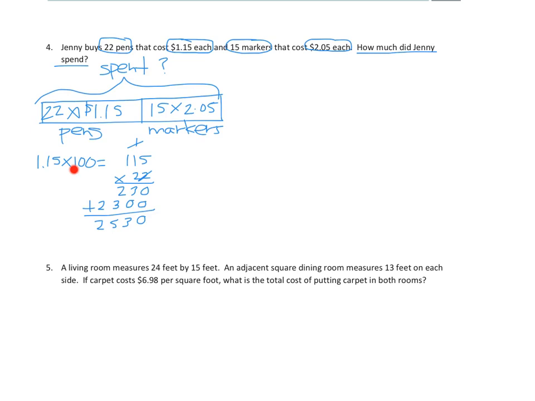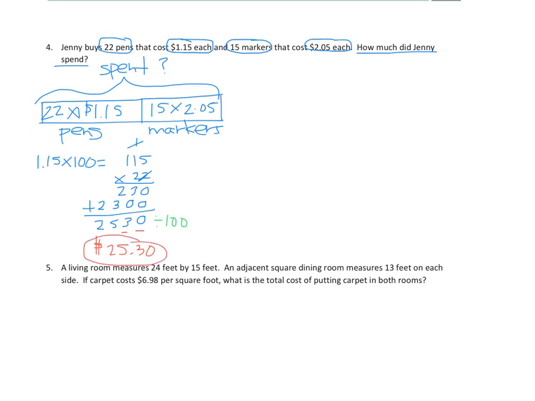But remember, since I multiplied this by 100, I need to divide this by 100. So I'm going to say, let's take this number and let's divide it by 100, which means that this 0 needs to be in the hundredths. This 3 needs to be in the tenths. So the pens come out to be $25, decimal point, and 30 cents. All right, and that's our dollar amount for pens.